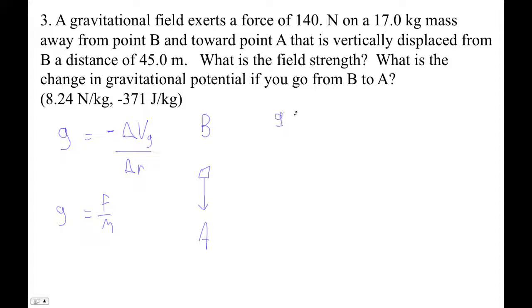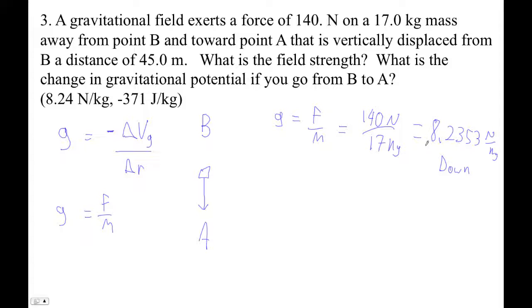So let's do that. G is F over M, which is equal to 140 newtons divided by 17 kilograms, which is equal to, hold on here, hold the presses, 140 divided by 17, this is 8.235, and that's newtons per kilogram, and it's down, right? So if we were making up positive, we'd make that negative.